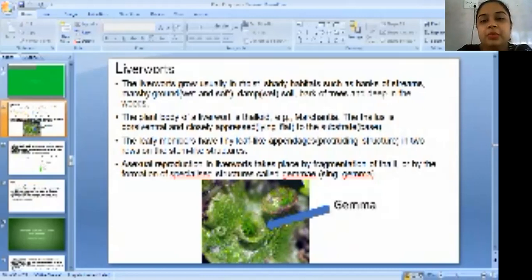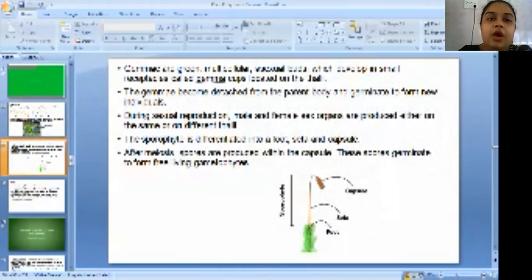Asexual reproduction in liverworts takes place by fragmentation of thalli or by the formation of specialized structures known as gemmae. Now, how do the gemmae look? They are green multicellular asexual buds which develop in small receptacles known as gemma cups located on the thalli. How do they develop?